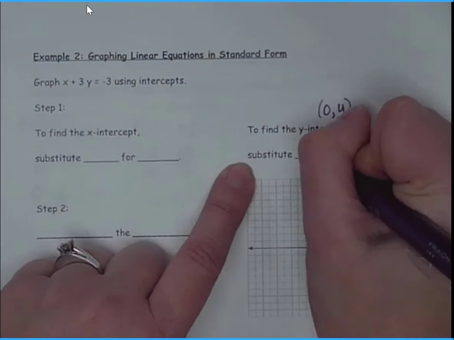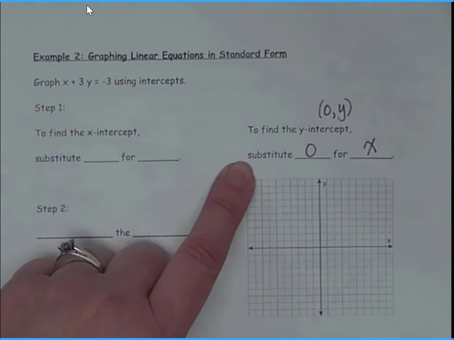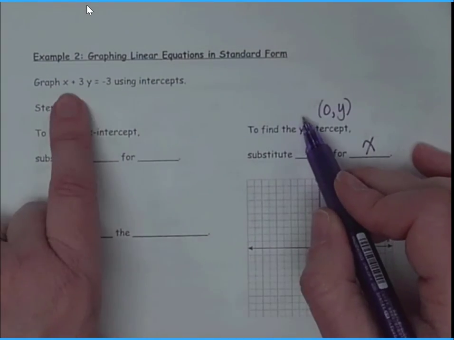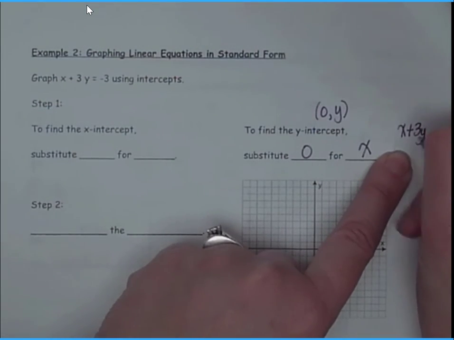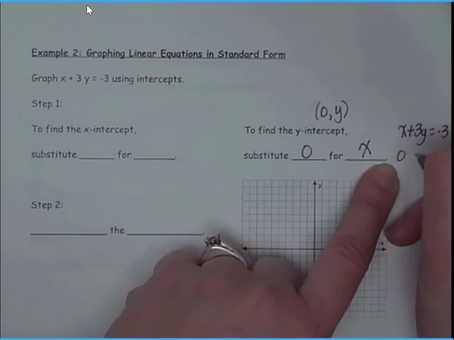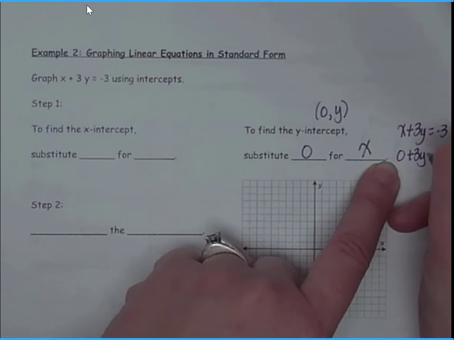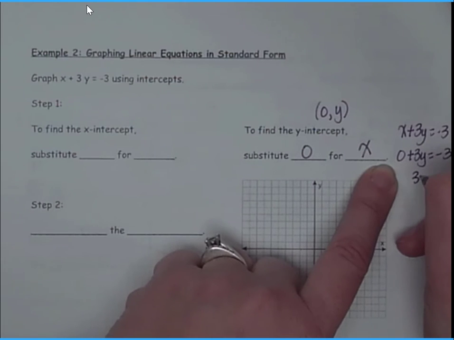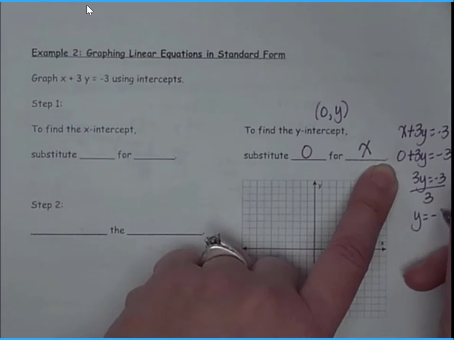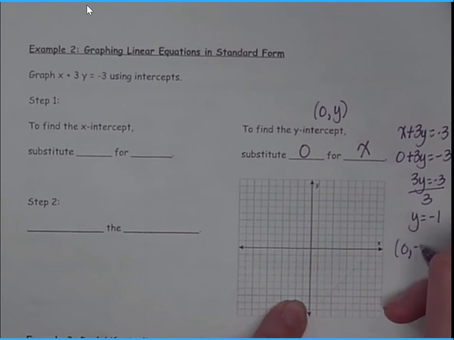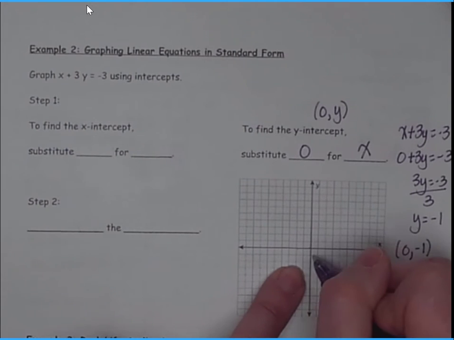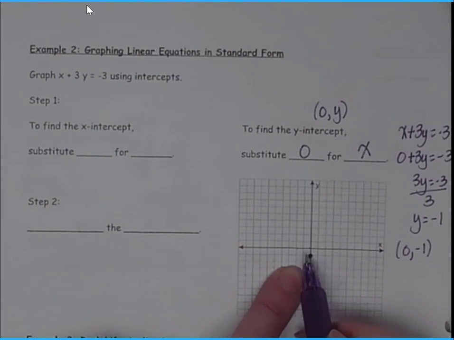I'm going to substitute 0 for x. So let's take a look. If I have x plus 3y equals negative 3, I'm going to have 0 plus 3y equals negative 3. So 3y equals negative 3, divide by 3, y equals negative 1. So that means my intercept is at 0, negative 1.